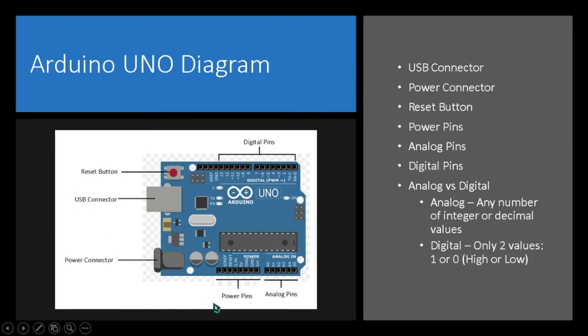Then you have your power pins. So the main ones that we need to know for now are 3.3 volts, 5 volts, and ground. The 3.3 and 5 volts are pretty simple. They're just the power that can be supplied to the breadboard, and for now you can think of ground as something that will enable you to complete your circuit.